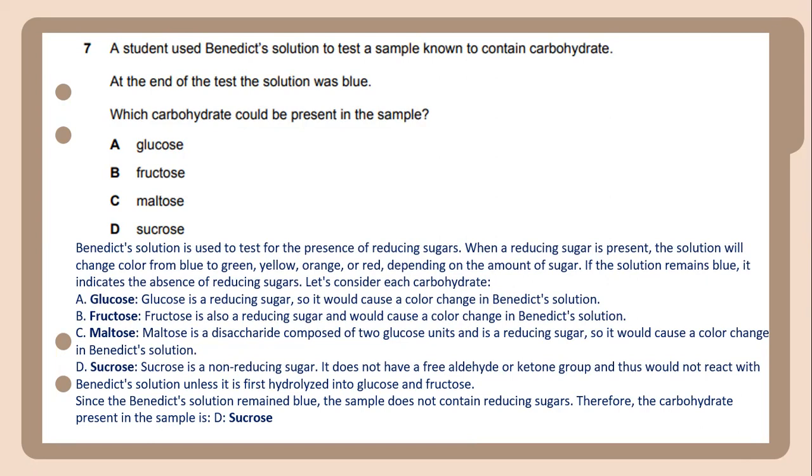Why? Glucose is a reducing sugar, so it would cause a color change in Benedict solution. Fructose is also a reducing sugar and would cause a color change in Benedict solution. Meanwhile, maltose is a disaccharide composed of 2 glucose units and it is a reducing sugar, so it will cause a color change in Benedict solution.